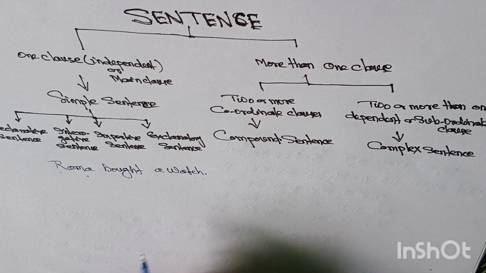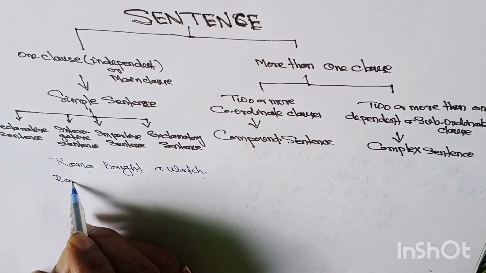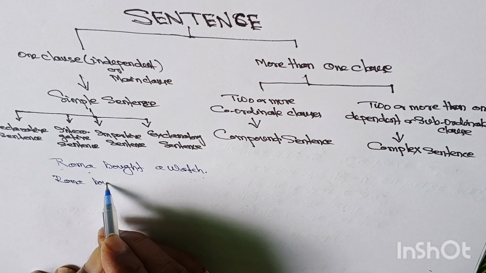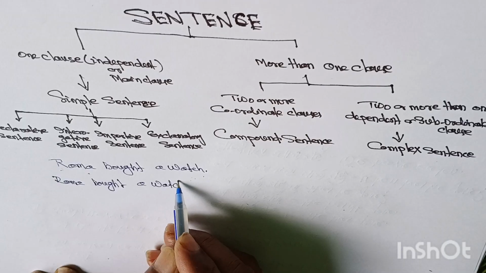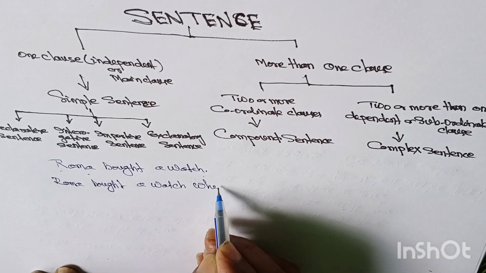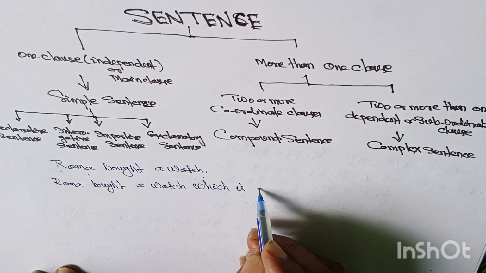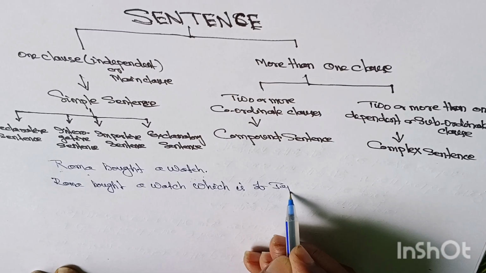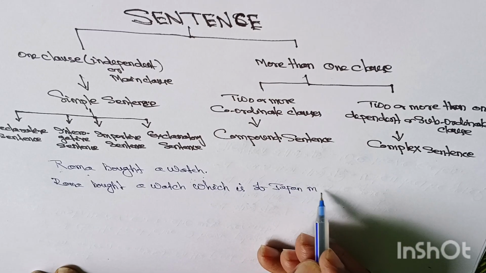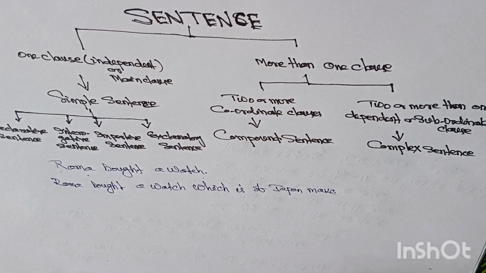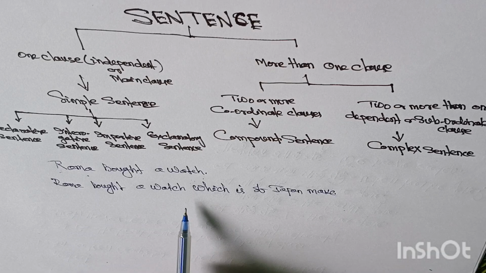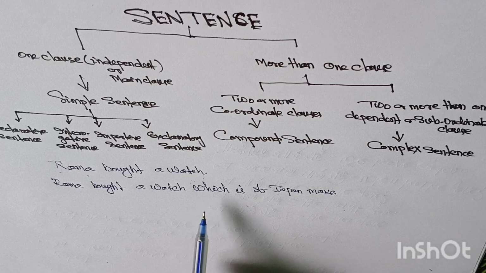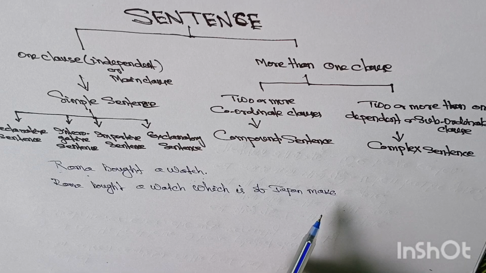Second example: Rama bought a watch which is of Japan make. In that sentence, there are two clauses. One is Rama bought a watch, and the other is which is of Japan make.